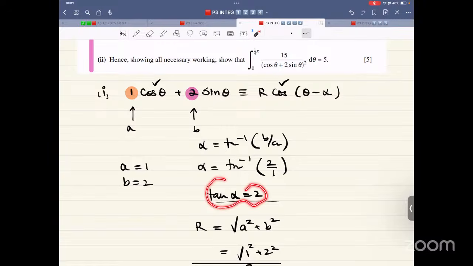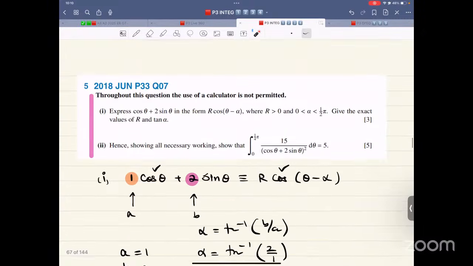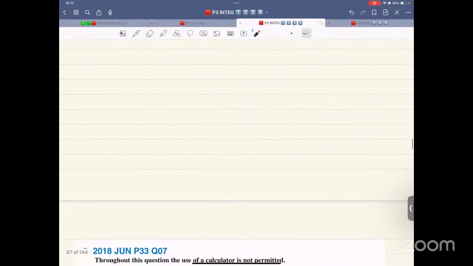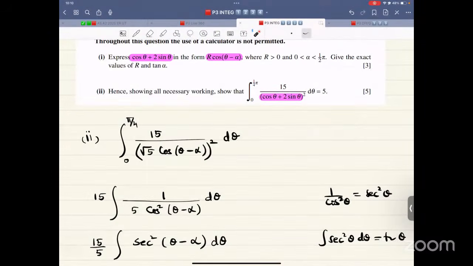And I have written the value of tan alpha. Have they asked for tan alpha or alpha? Give the values of r and tangent alpha. Otherwise, alpha is tan inverse of 2. Now it says, hence showing all necessary working, show that the integral of this thing is 5. Exact answer.